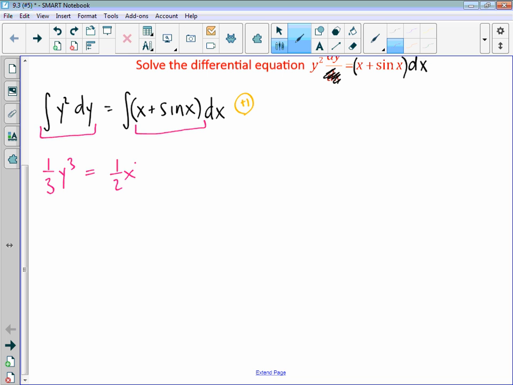Half x squared, and sine turns into negative cosine. And then don't forget the plus c. And I'll show you where you're getting points here. So on the AP test, you get 1 point for this, you get 1 point for this, and you get 1 point for that. So do you see how easy those 4 points are?